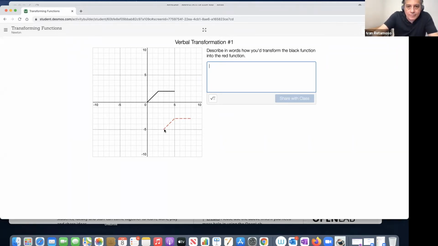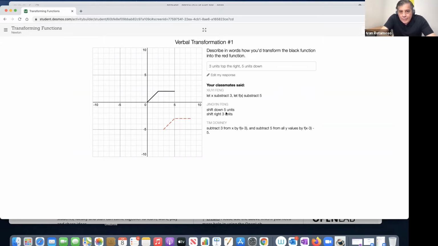In your own words. So I would say 3 units to the right is 5 units down. Look, 1, 2, 3 units to the right, and 1, 2, 3, 4, 5 units down. This will be enough, right? And we should be able to get there, right? See, shift down 5 units, shift right 3 units, right?